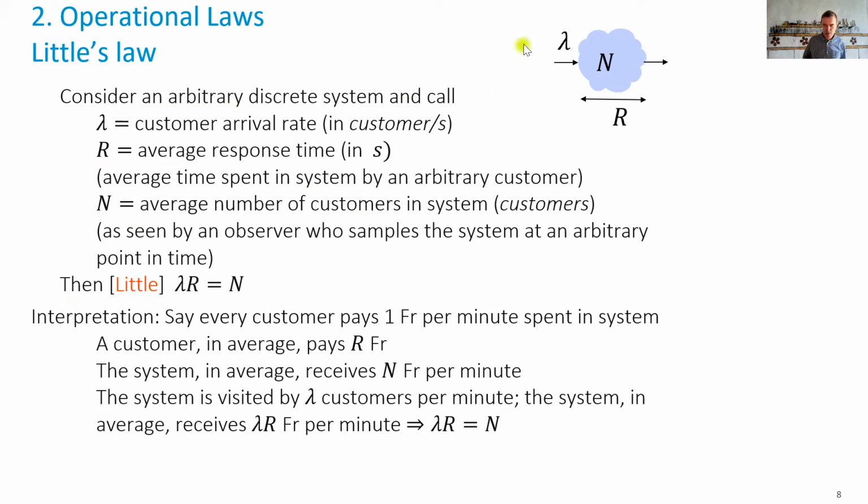The framework is the following. I assume I have a system in which there are entities that arrive. In the language of queuing, we would say jobs or customers arrive. And I call lambda the rate at which they arrive. The rate lambda means that on average per minute or per second, there are lambda jobs or lambda customers that come into the system. Then those customers stay for a certain duration, and I call capital R the average duration.